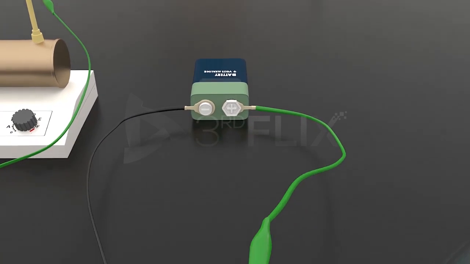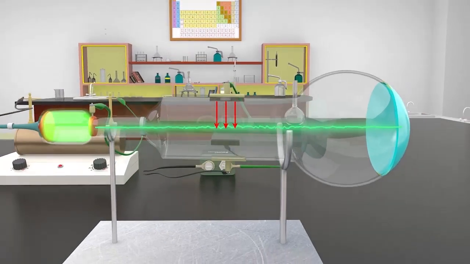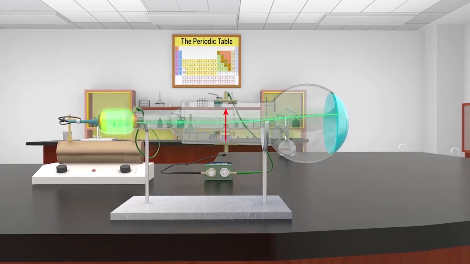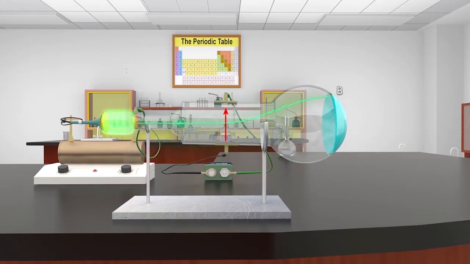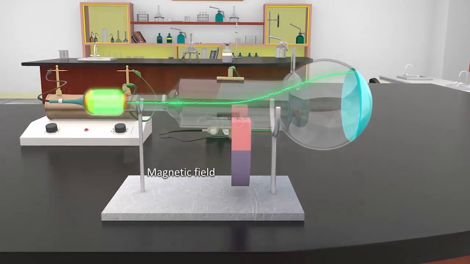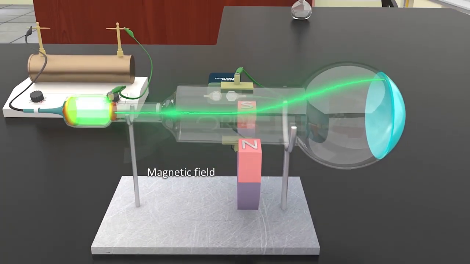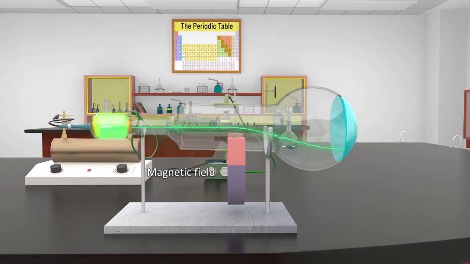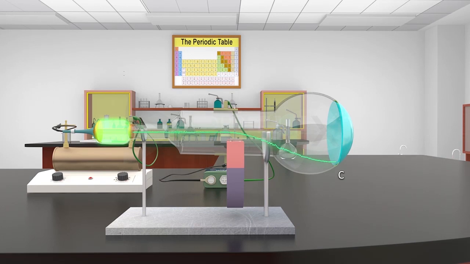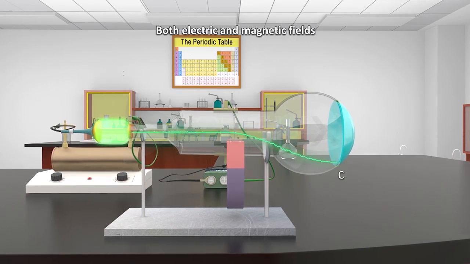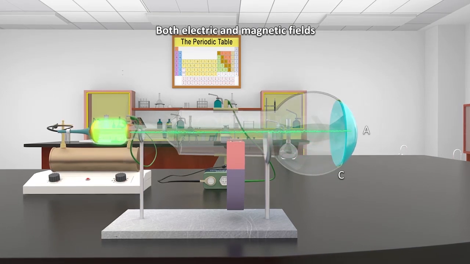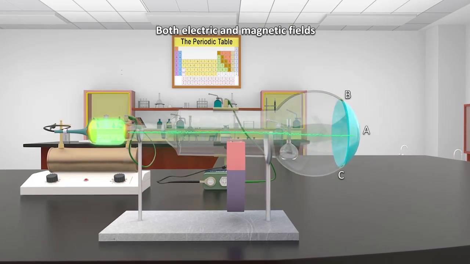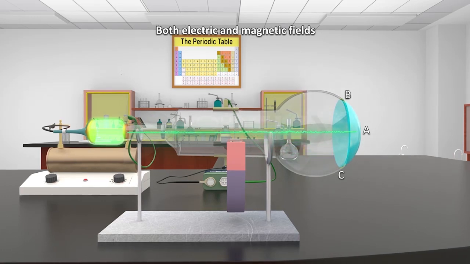When an electric field was applied, the cathode rays were found to deviate from their straight-line path and hit the tube at point B. Similarly, when a magnetic field was applied, cathode rays were found to deviate from their normal path and strike the tube at point C. When both electric and magnetic fields were applied perpendicular to each other and to the path of the cathode rays, the rays showed deviation. Thomson observed that the amount of deviation of cathode rays depended on three main factors.